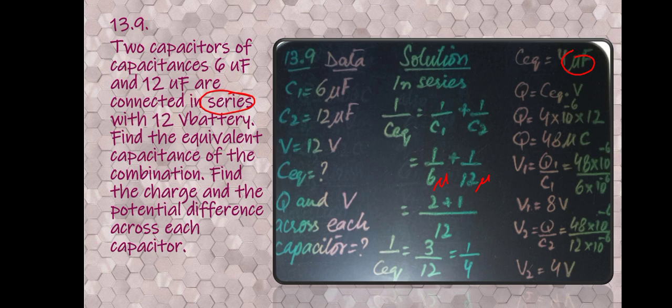Now as we know, in a series combination of capacitors, the charge stored by each capacitor is the same. That's why we write Q equals C equivalent multiplied by the voltage supplied by the battery. C equivalent is 4 microfarads, so we write 4 into 10 to the power minus 6. Voltage is 12 volts. Multiplying gives Q equals 48 microcoulombs.